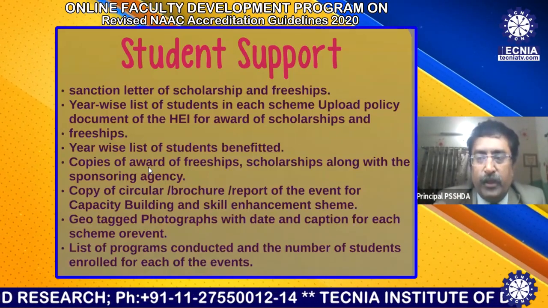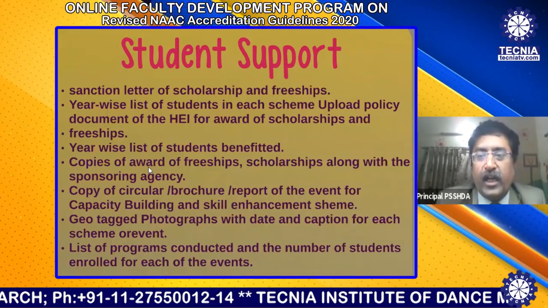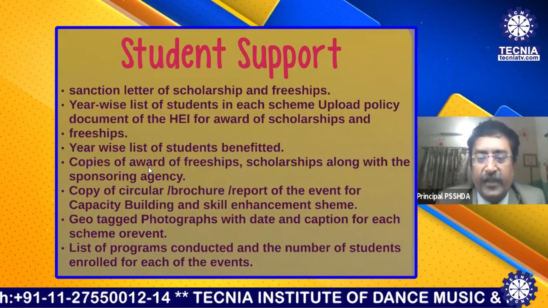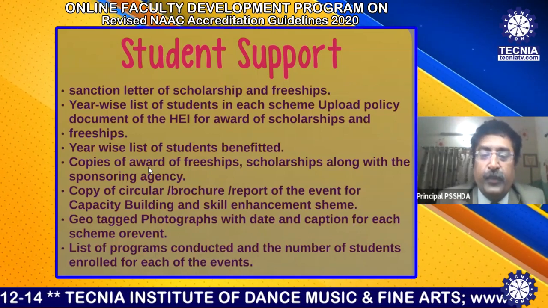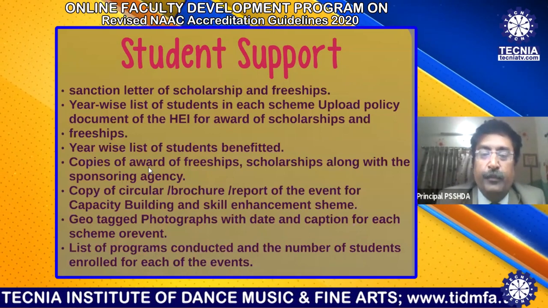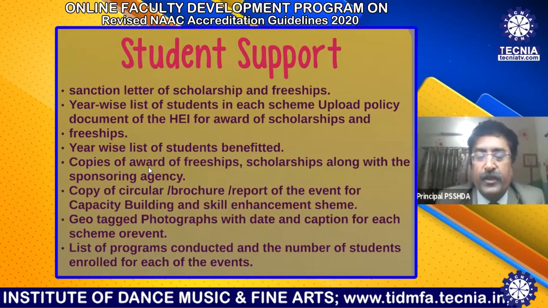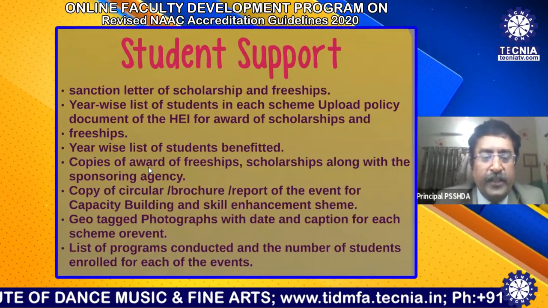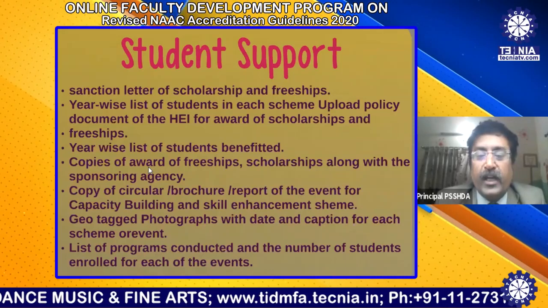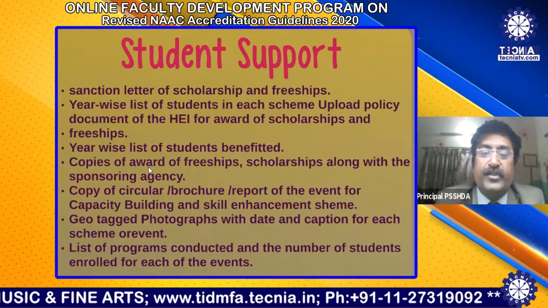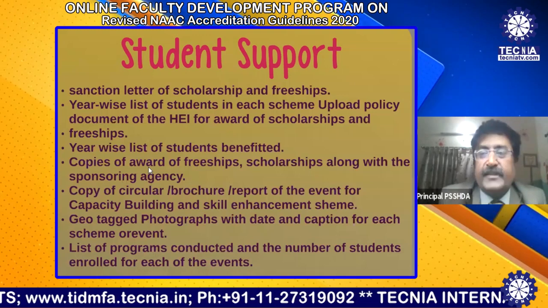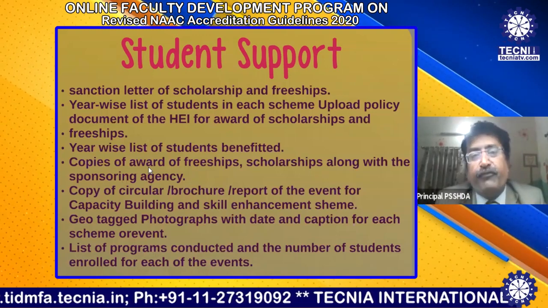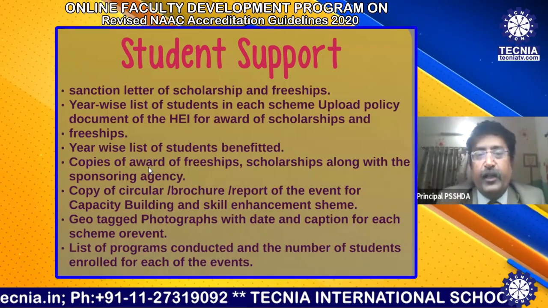Even in cases where you have arranged your program in halls or seminar halls, you need to keep the photographs ready with date and caption, and they must be geotagged photographs. And finally, the list of programs conducted and the number of students enrolled in each activity. If these documents are ready, then you can easily fill up the first part of Criterion 5, that is student support.